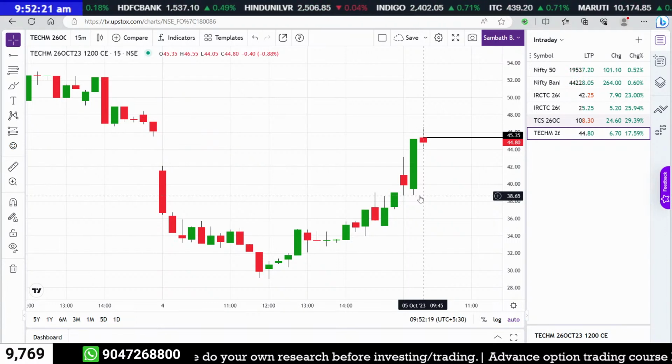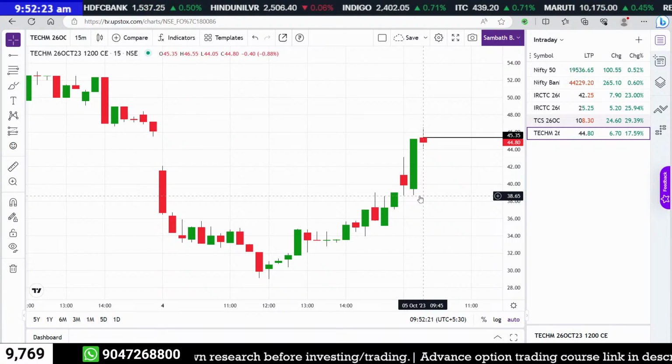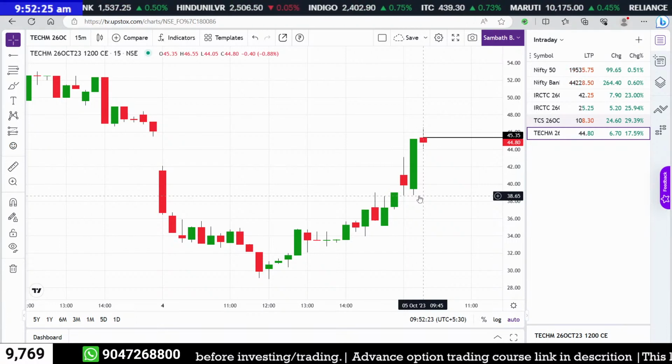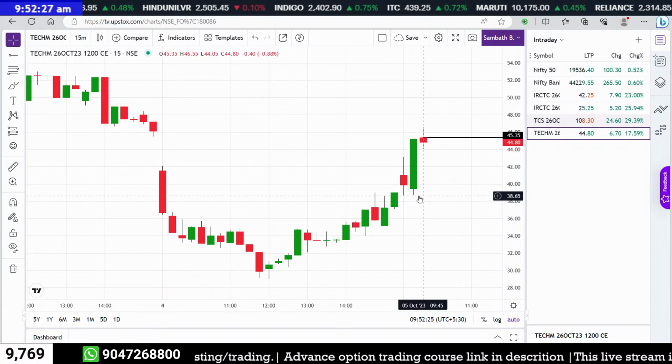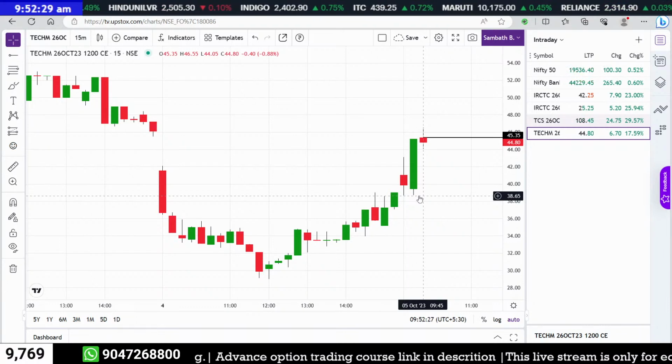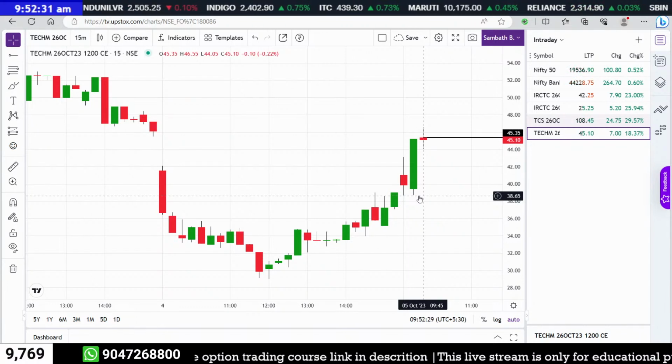So still ONGC on the same, and TechM which you are finding, and IRCTC has already given you 3 rupees in intraday, and the positional trigger which triggered just now is at the same price.